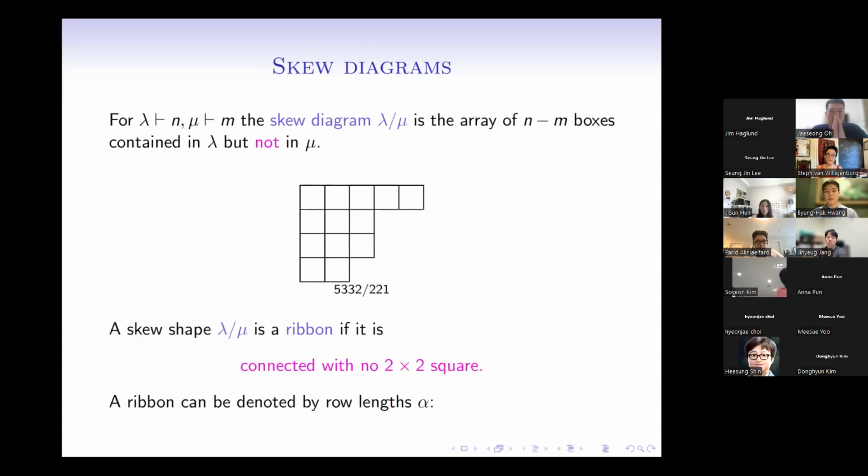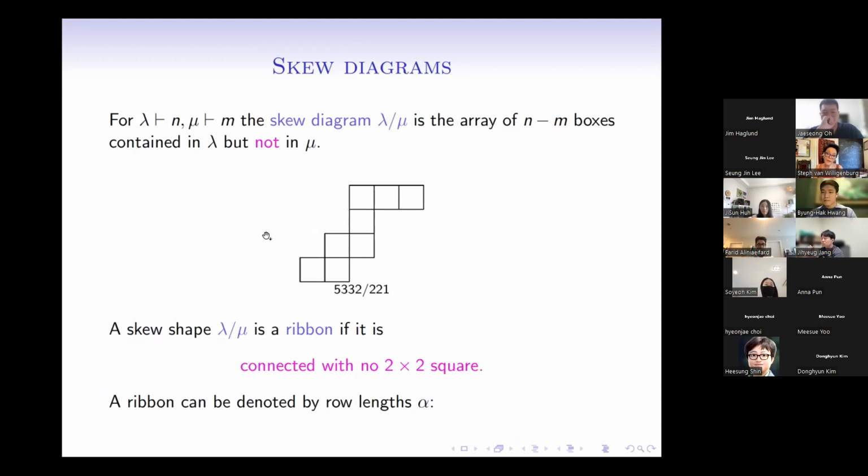Now, while we all love Schur functions, what's even more exciting is skew Schur functions. So let's have a quick look at that. Given two partitions lambda and mu, the skew diagram lambda skew mu is the array of boxes that are contained in lambda but not in mu. So say I wanted to make 5, 3, 3, 2 skew 2, 2, 1. Then I draw 5, 3, 3, 2, locate 2, 2, 1 in the top corner, and just cut it out.